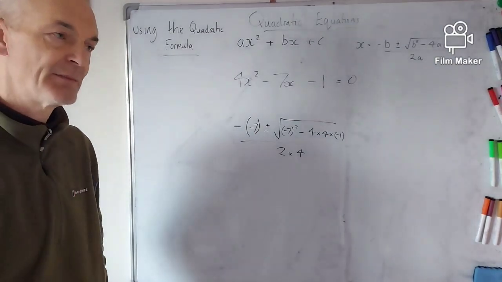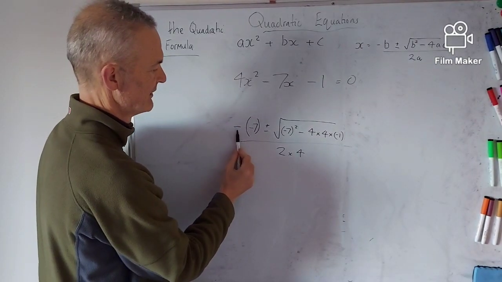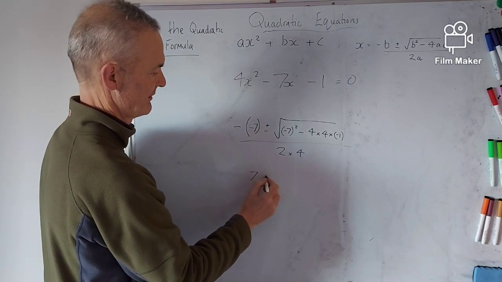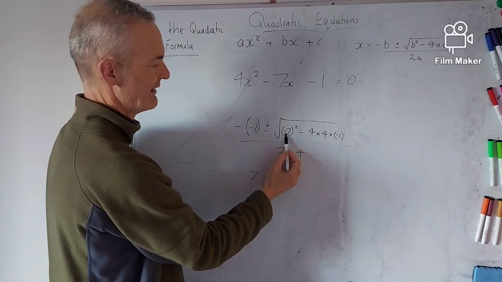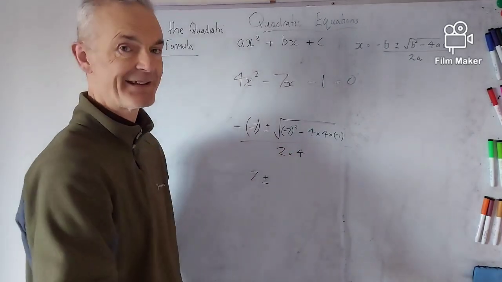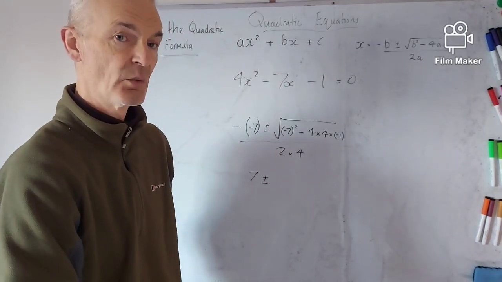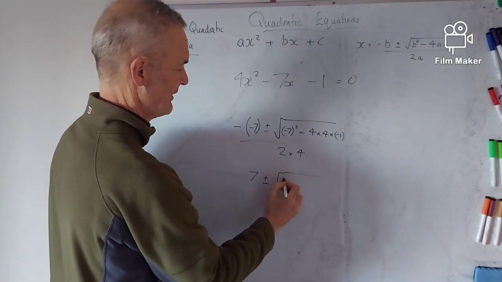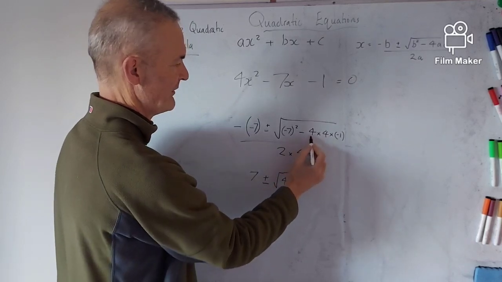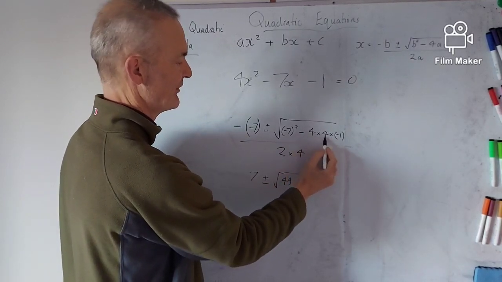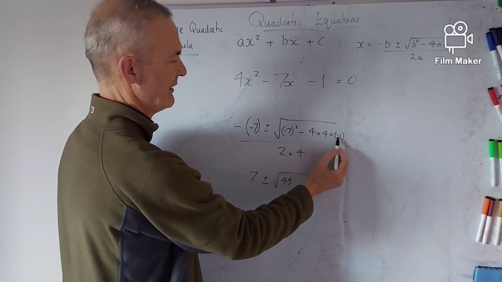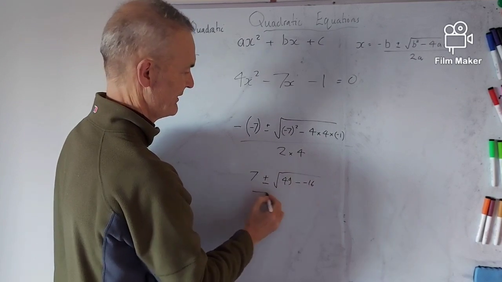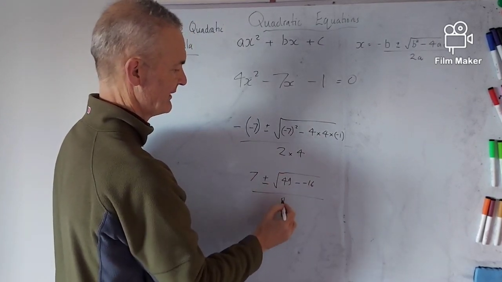Okay, now we can go about simplifying this. So here, minus 7 is going to give us a positive 7. And again, we've got a negative 7 that we're squaring, so that's negative 7 times negative 7, which is positive 49. Okay, so in there we're going to get 49. And then we've got minus 4 times 4, 16, times minus 1 is minus 16, so it's minus minus 16. 2 times 4 is 8.